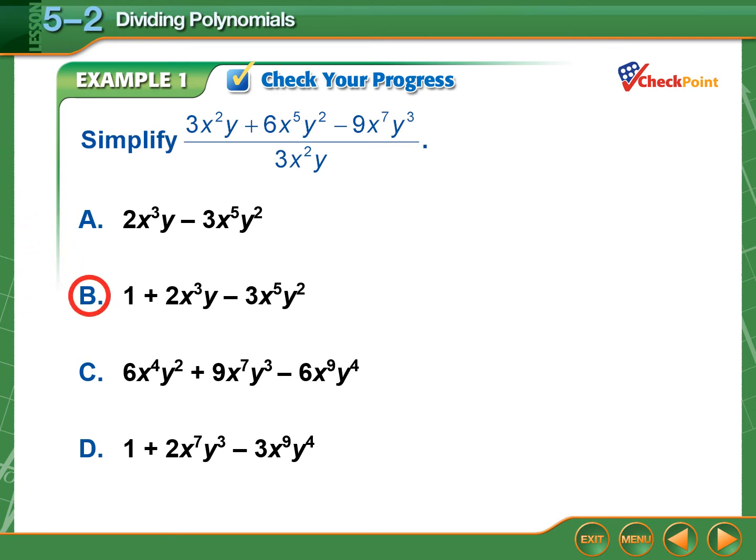Now, most of the time, the mistake I've seen is kids always pick A. Well, why is it not A? When I break this fraction down into its 3 parts, 3x squared y is my first fraction. Well, that just doesn't disappear. If you had 10 over 10, wouldn't that equal 1? You can't just say it's 0. No, it's 1. So that 1 has to be there so I can get the term back if I was ever to multiply my answer times my divisor. So that's why that's 1.